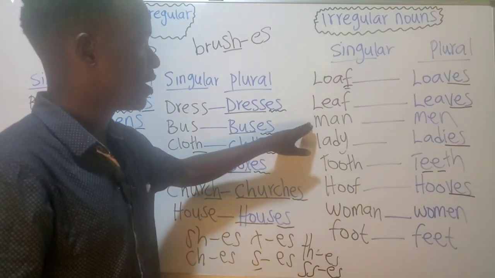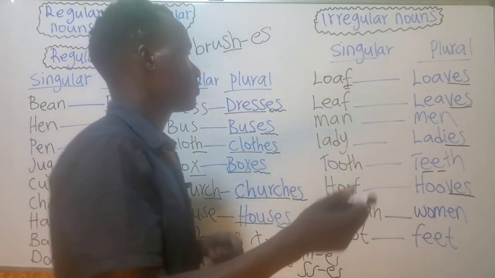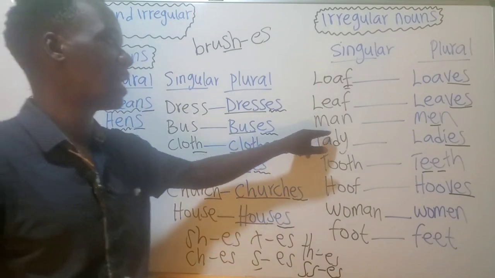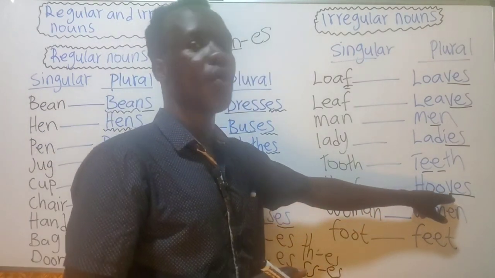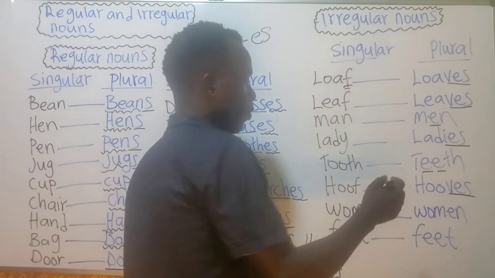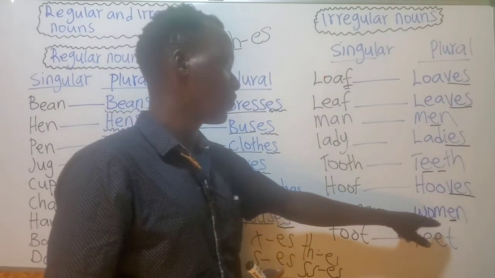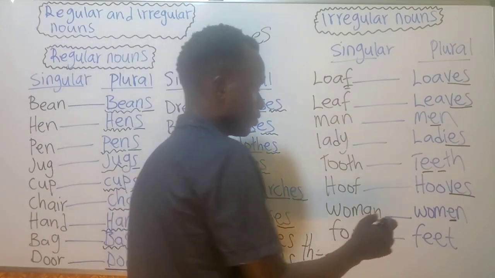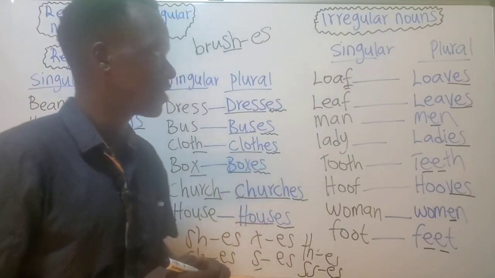And I think I skipped this one. Man. Man becomes men, okay? A changes into E. Men, man, men, and then hoof, hooves, hooves. A woman, woman becomes women, women. Also, A changes also into E, but the rest of the word remains the same. Foot, double O changes into double E. Foot becomes feet.